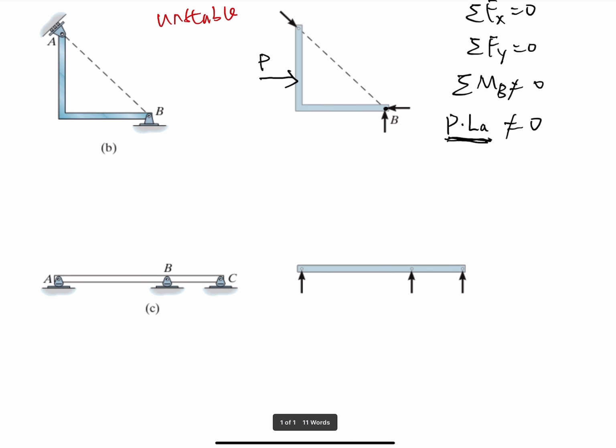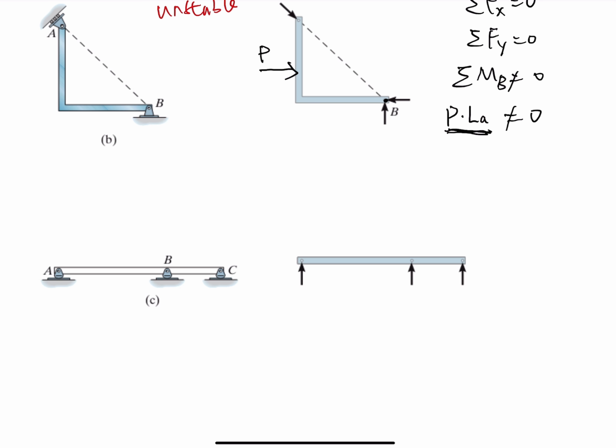Similarly, let's look at the last example. We know all three reaction forces are parallel. When we apply this case, we have to make sure all reaction forces are parallel. If only two of the reaction forces are parallel, that is not the parallel case. We have to make sure all three reaction forces are parallel. Then this structure is unstable. Why? Similarly, this structure cannot satisfy the three equations of equilibrium.